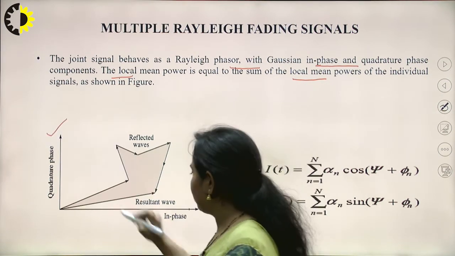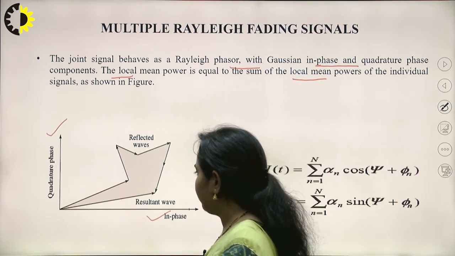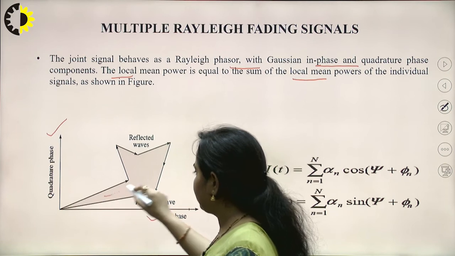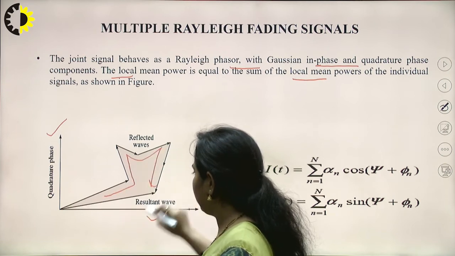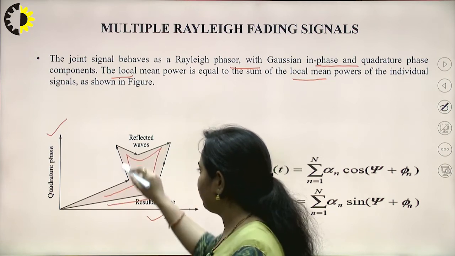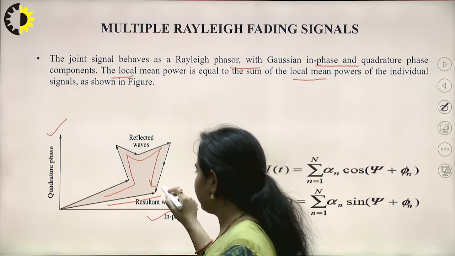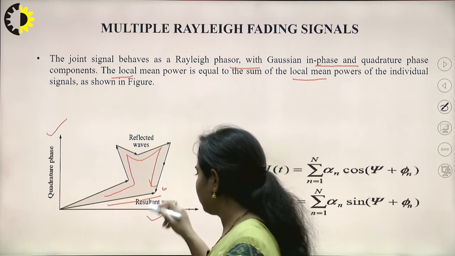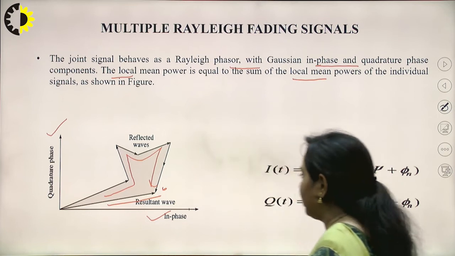This is the quadrature phase component, this is the in phase component. These are the reflected waveforms, as you can see over here, and this is the resultant of all these waves which are received over here. So this is how this resultant wave is calculated.